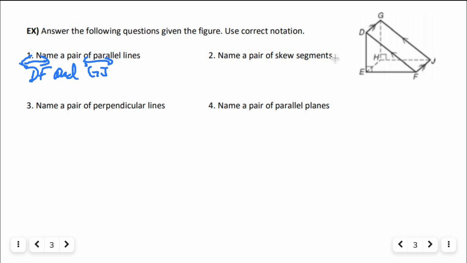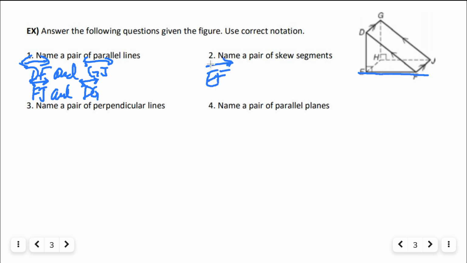And there's another set. Do you see them right on the diagonal facing side of the box? We have DG and FJ. All right, you could have said those as well. FJ with a line hat and DG with a line hat. Okay, they're both parallel lines as well. All right, how about a pair of skew segments? Okay, so remember, skew segments never meet and they're not on the same plane. So let's say, how about we use EF?